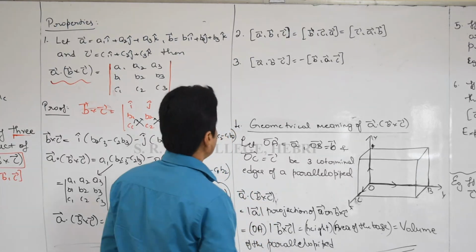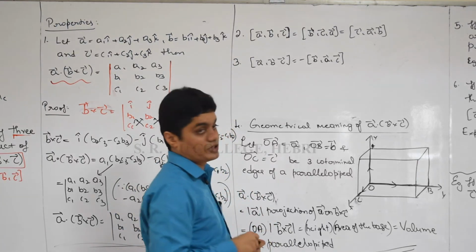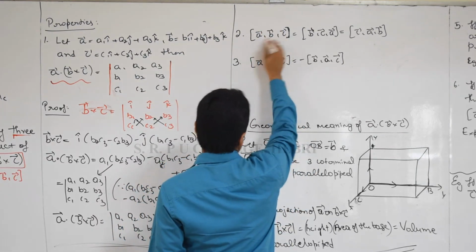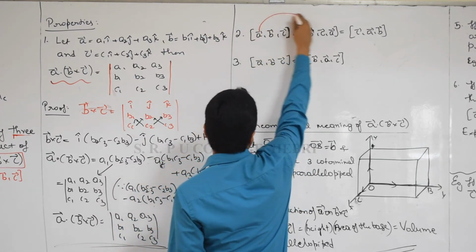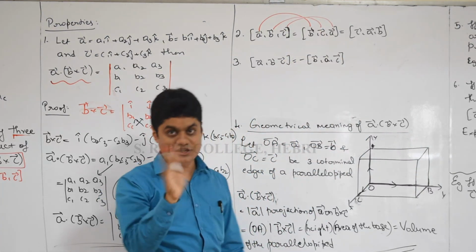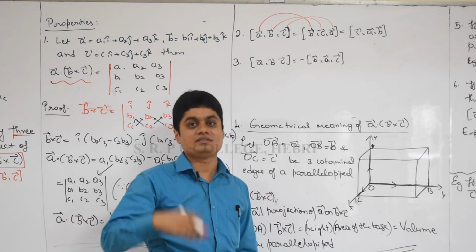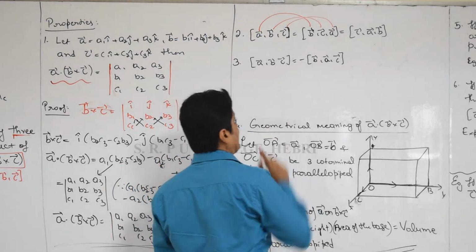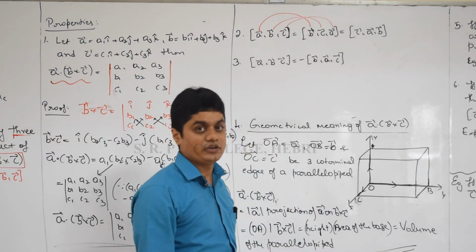Okay. So next, the second property of scalar triple product. Observe carefully. This is nothing but the scalar triple product, right? If you interchange A to B, B to C, and C to A, or if you rotate the vectors in cyclic order, there is no change in the value of the scalar triple product. This property says that.